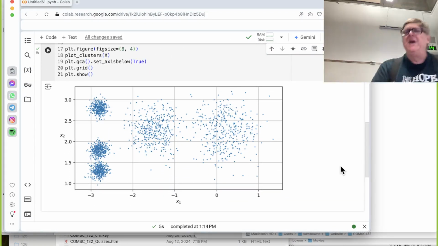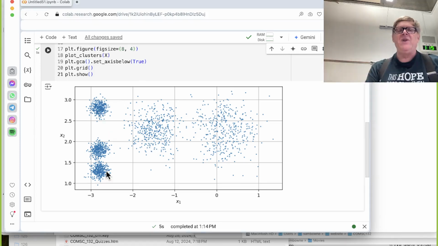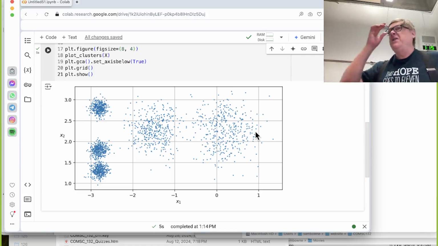Good. So it worked. So what I've got here is just Gaussian randomness with a center and a mean. So I have 3 groups here and then 2 big groups over there. And the idea is to just sort these things into categories.